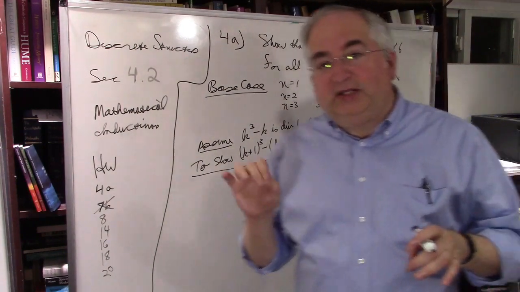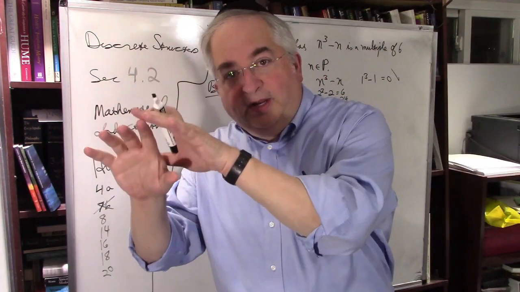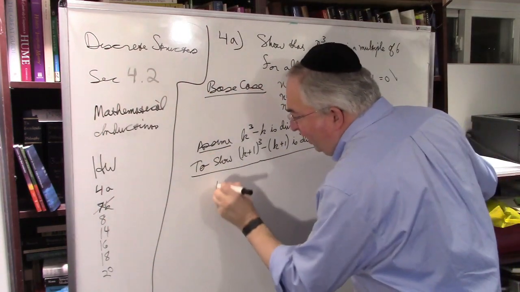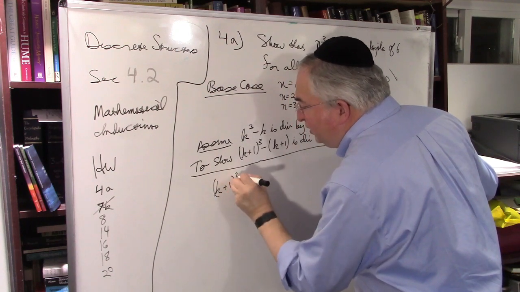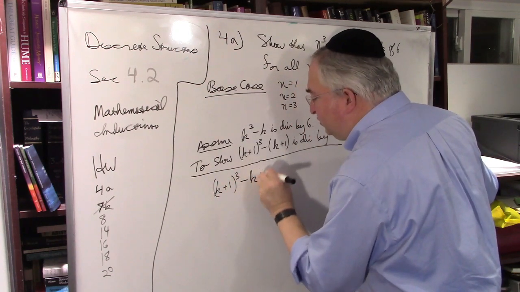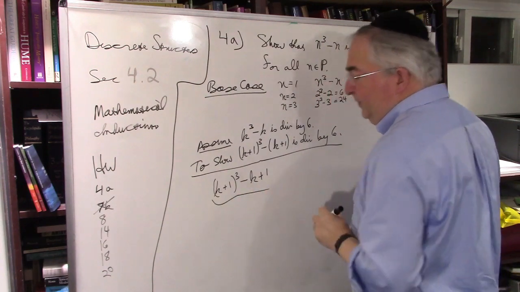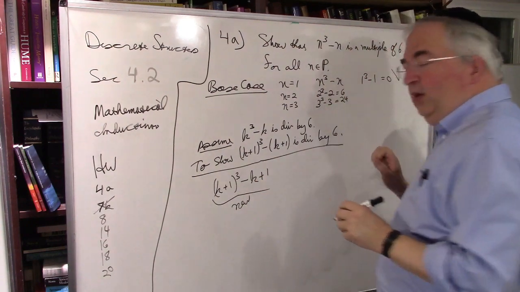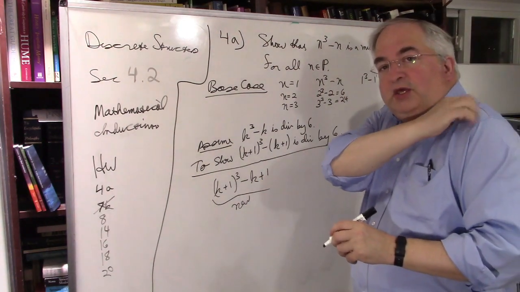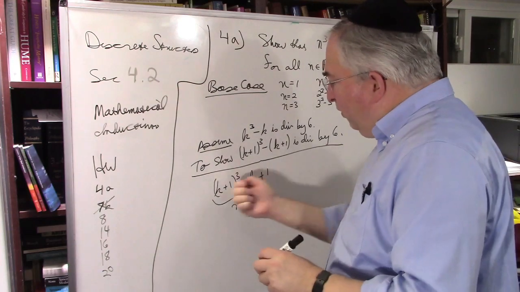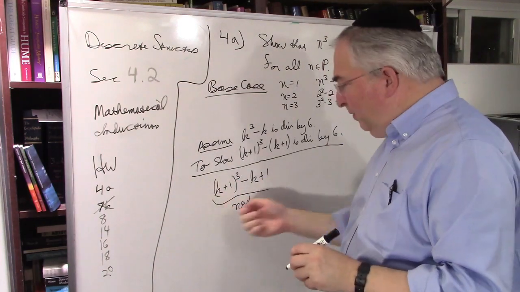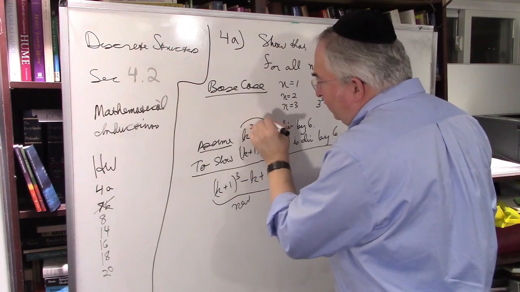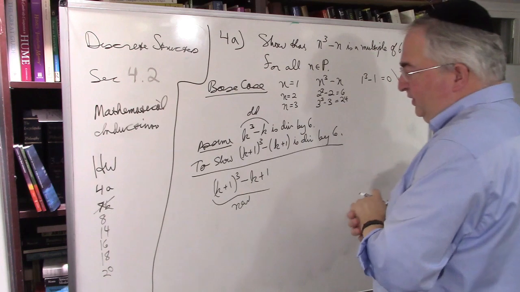I'm going to do exactly like I did in the class, talk about writing the new in terms of the old. So let's do it. So k plus 1 to the third minus k plus 1. This is the new. Okay, so this is the new. So we want to write it in terms of the old. So the first thing we want to do is multiply this out, because somewhere in there we want this old. Okay, so let's multiply it out.